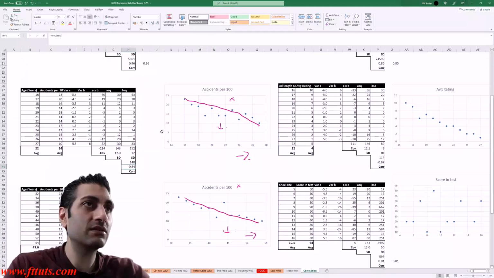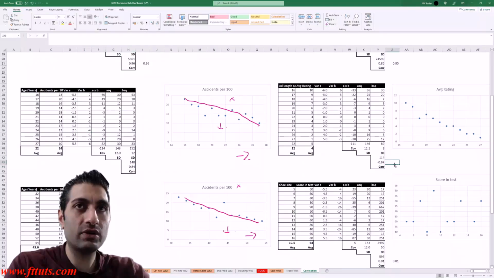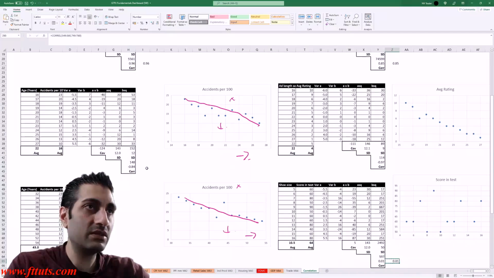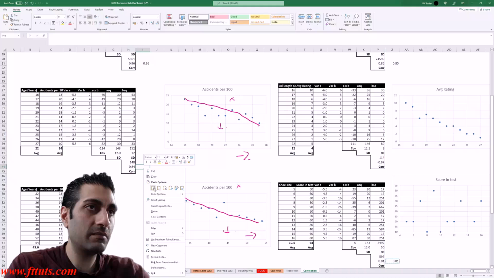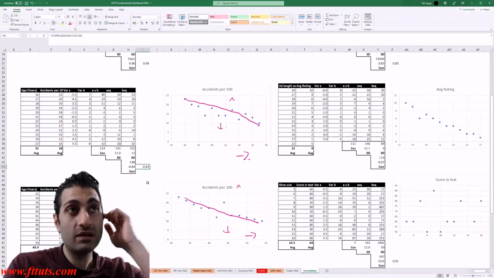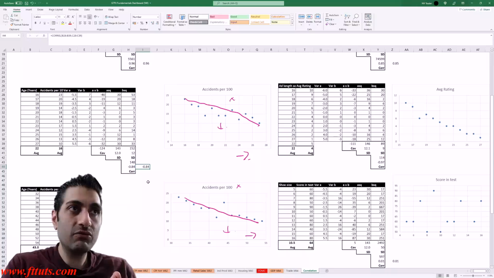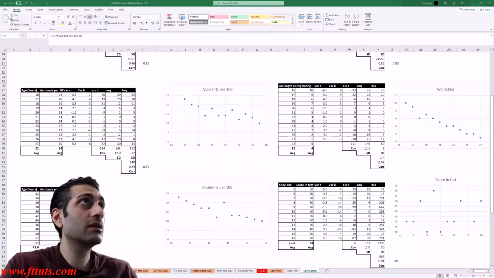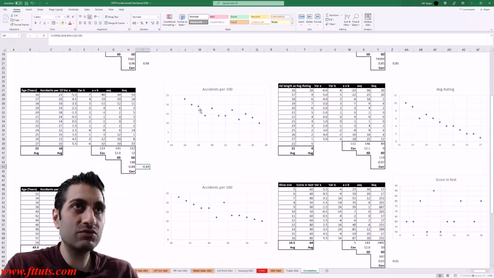Minus 84%. Alright, so it's calculated. Let's just make sure I haven't made a mistake. Copy the Excel formula, paste it here. Minus 84, perfect. So the relationship is negative and the strength is 84%, which kind of makes sense. It's not perfect, so it's not going to be 100%, but it's fairly strong, right?